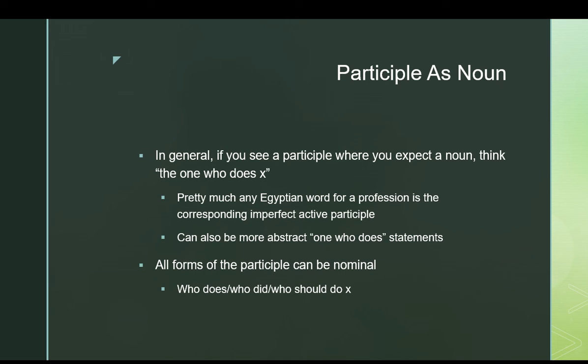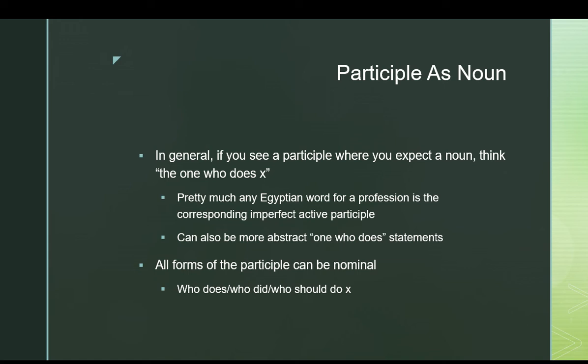One of the ways that a participle can work is just as a regular noun. In general, although this translation doesn't hold up all the time, when you see a participle of some verb X, think the one who does X. Most of the time in English, these words end with ER or occasionally OR or just an R. So think like teacher or learner or doer, anything like that. Any career word, quote unquote, would be a participle in Egyptian. Anything specifying someone who does an action, basically. It's going to be a participle, and it's going to show up like a noun.